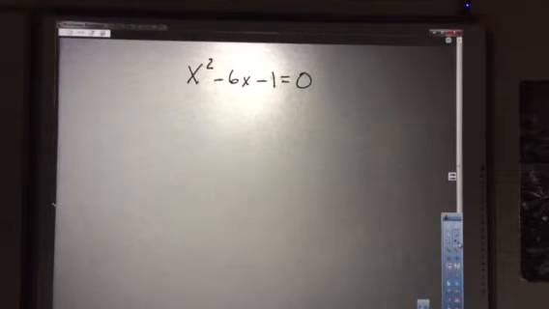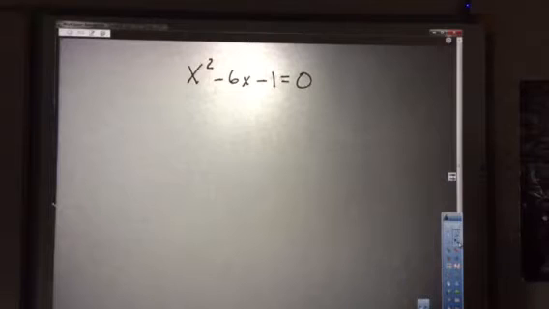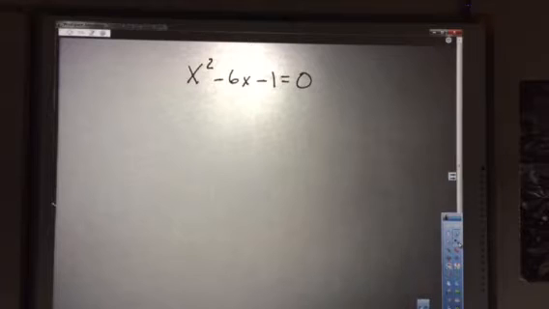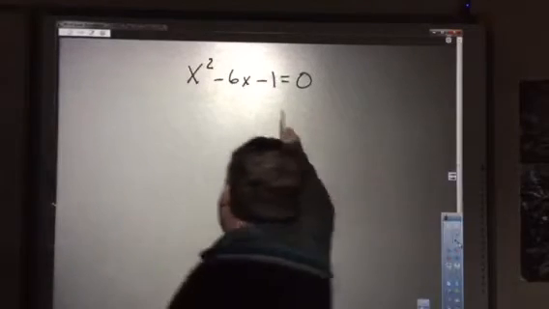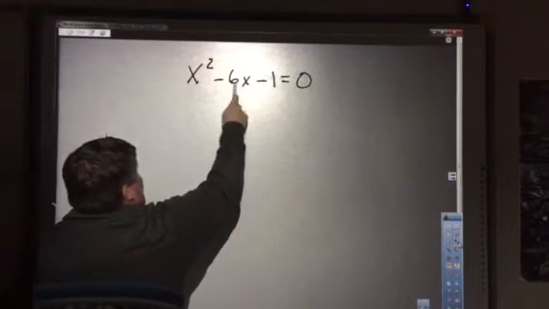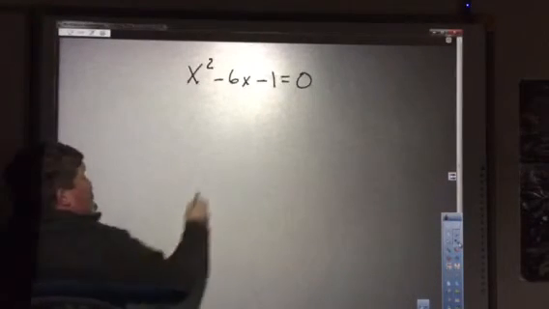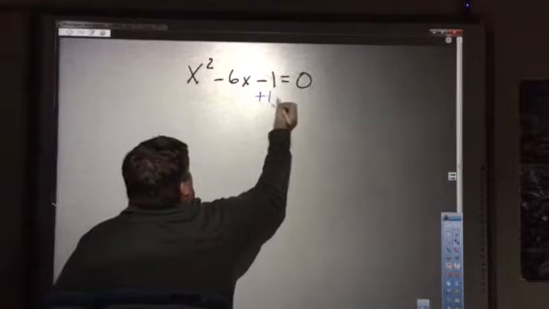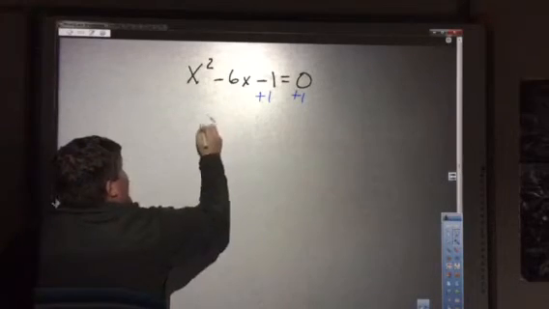Okay, so let's look at 9-3, completing the square again, and how we're going to find roots and the vertex. Okay, so completing the square. If you do a generic rectangle, there's no factors of -1 that add up to -6. So what we're going to do is add 1 to both sides.